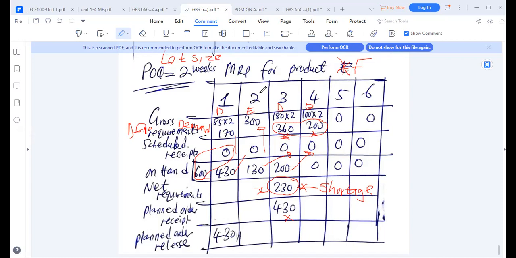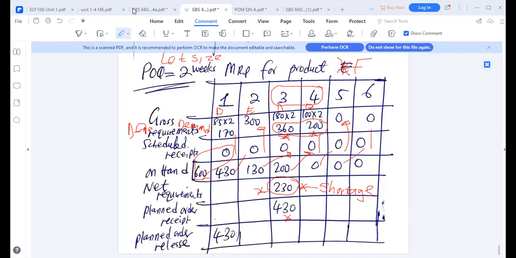Okay, so we have ordered for the period order quantity of 2 weeks, means in the weeks where we have the net requirements, week 3, we order for the demand of week 3 and 4 minus what is already there. So we are ordering the 360 plus 200 minus what is already there, which is 130. So we are ordering 430 to meet the requirement of 230. We are going to still remain with a 200. 200 plus 0 minus the demand of 200, we remain with a 0. 0 plus 0 minus the gross requirement of 0, we remain with a 0.